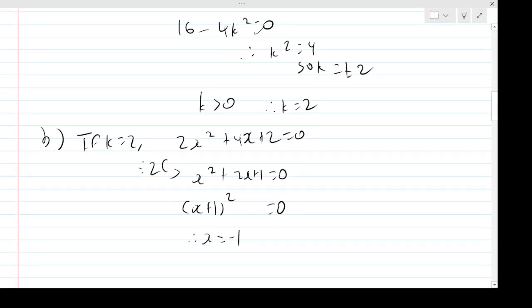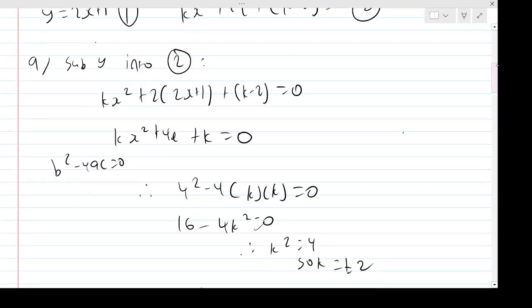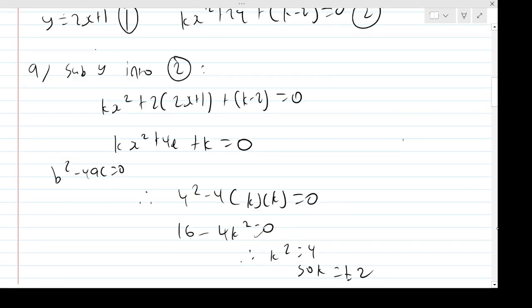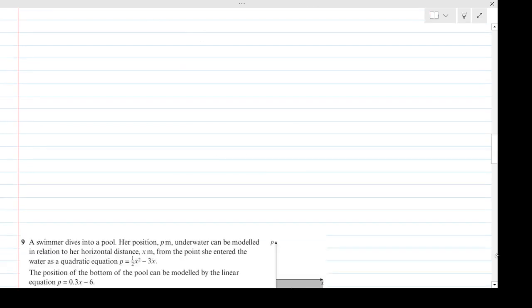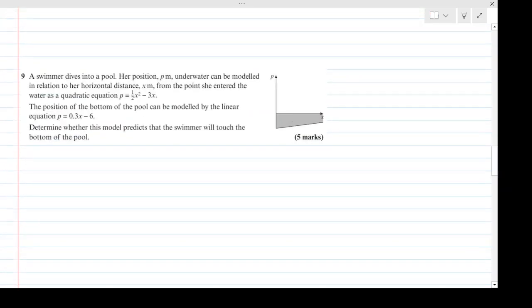So the only solution, because it's x plus 1 squared, effectively the same bracket, we get x is equal to minus 1. So the corresponding y value, well, we know that y is equal to 2x plus 1. If I sub that in, then y is going to be 2 of minus 1 add 1, which would be minus 1. So my point is x is minus 1, y is minus 1. And that's my point.